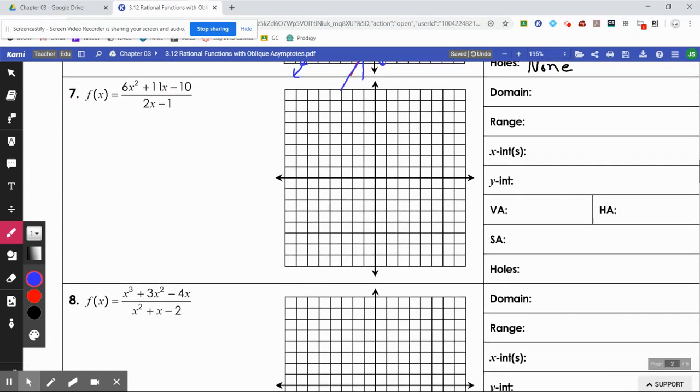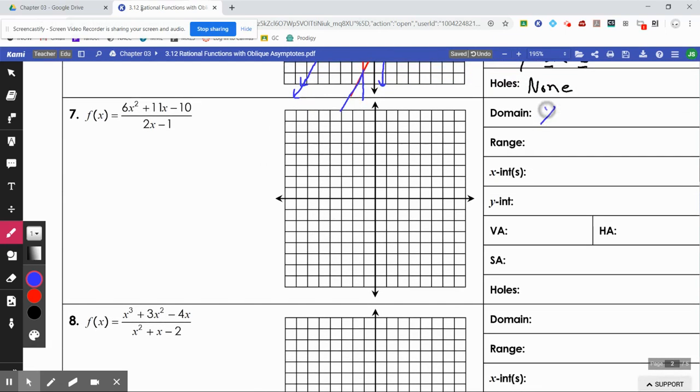Number 7, let's see, well, first off, let's do our domain. X cannot equal 1/2. Set the bottom equal to 0. So again, what happens at that 1/2 is going to be either a vertical asymptote or a hole.